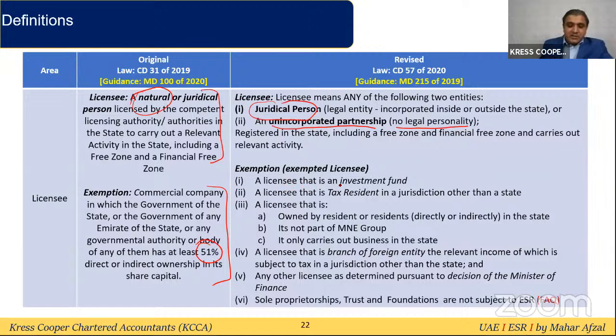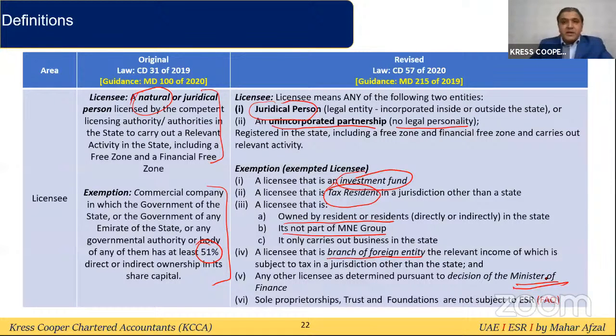These exemptions are if the licensee is an investment fund, it will be exempt. If the licensee is a tax resident in a jurisdiction other than the state where the income of the licensee is being taxed there, it will be out of the scope. A licensee which has a business only in UAE, which is not part of the MNE group, and the owners of that business are resident in the state, then it will be considered an exempt licensee. And a licensee which has branches in UAE, all these branches will be out of the scope as well. And a licensee determined by the decision of the Ministry of Finance will be out of the scope.